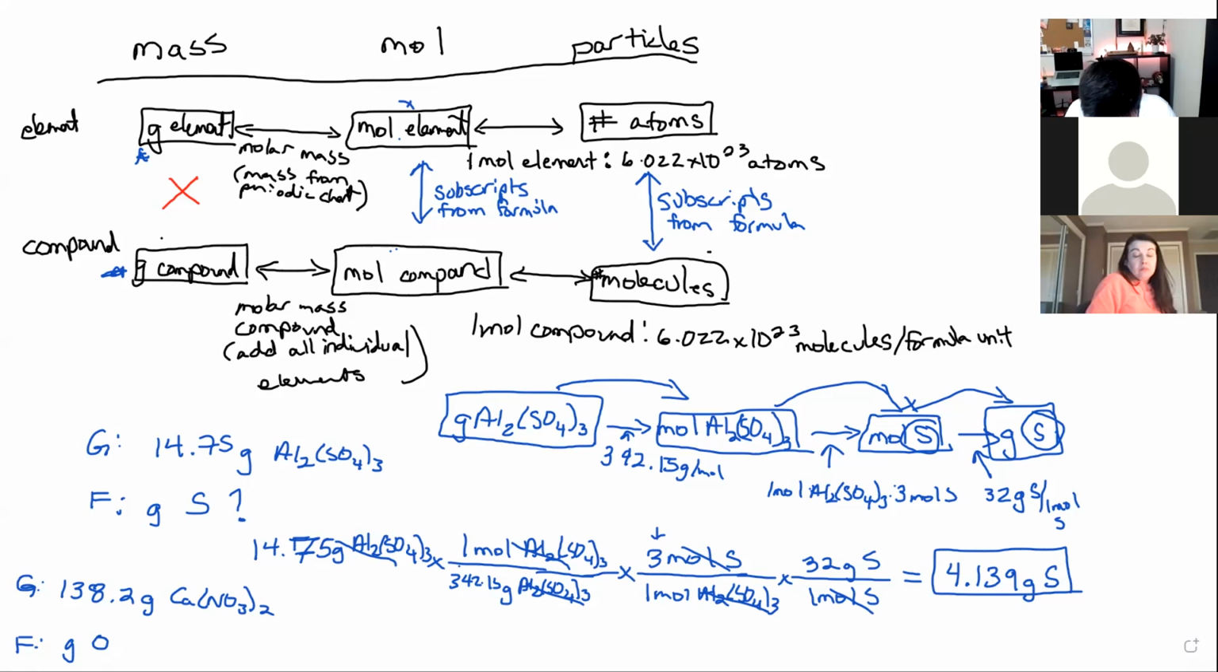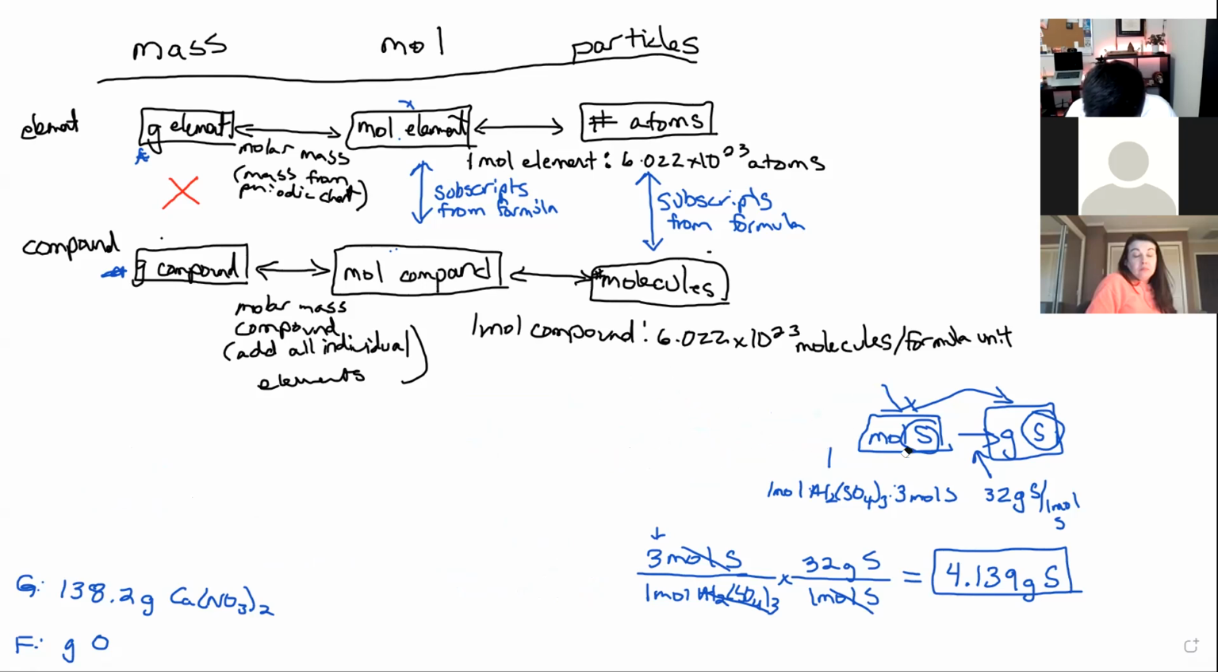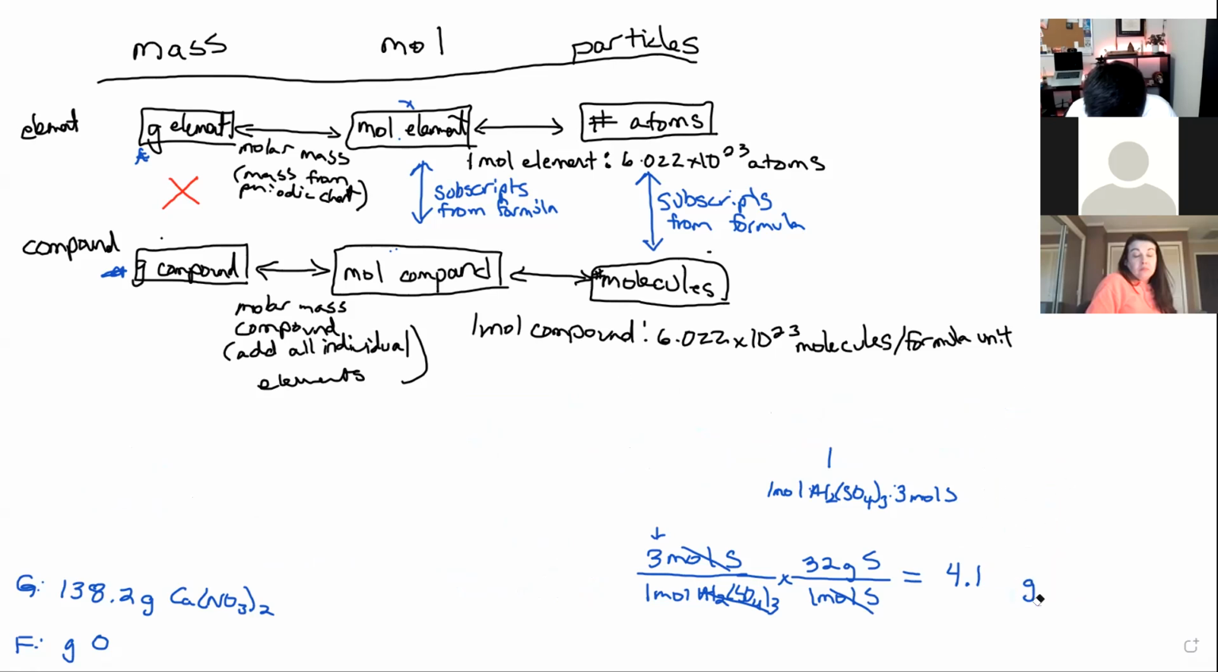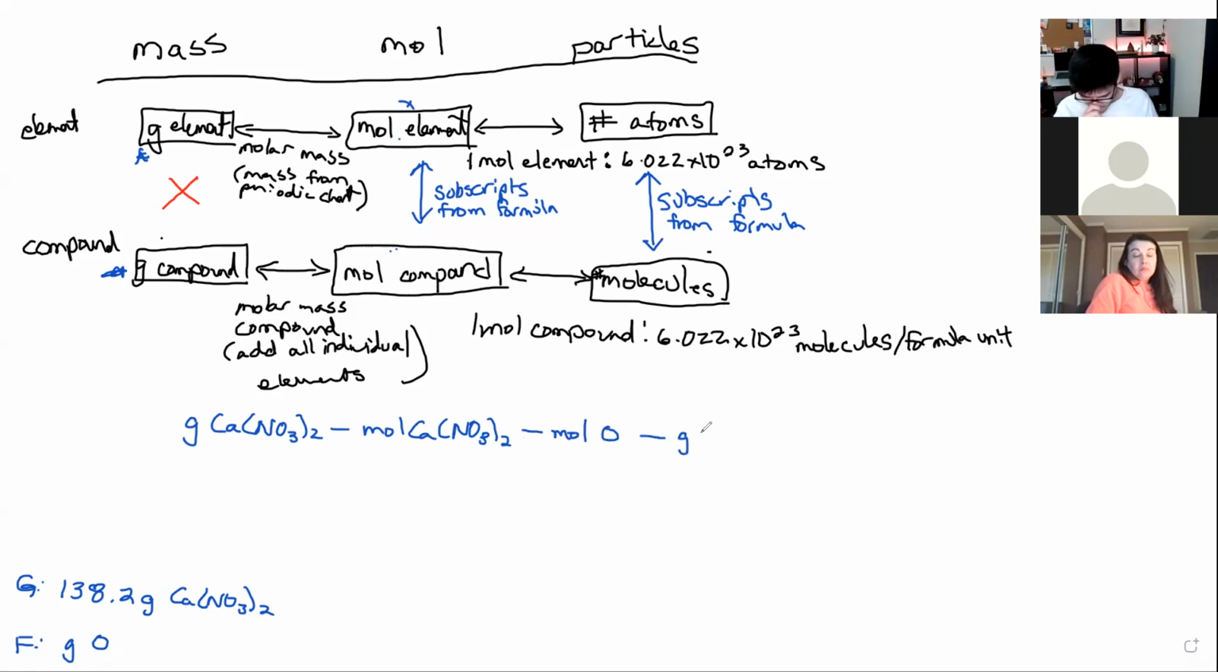Okay, so I'm going to erase the work for this one so that I have some space. Hopefully you're able to see that. So this problem, the setup is identical to the one about aluminum sulfate. It's just a different compound and a different element you're trying to work towards. So you've got to change up your conversion factors, but the actual setup itself is the same. So my flow chart for this is going to be grams of CaNO3 into moles of CaNO3 into moles of what we're trying to find, which is oxygen, into grams of oxygen.